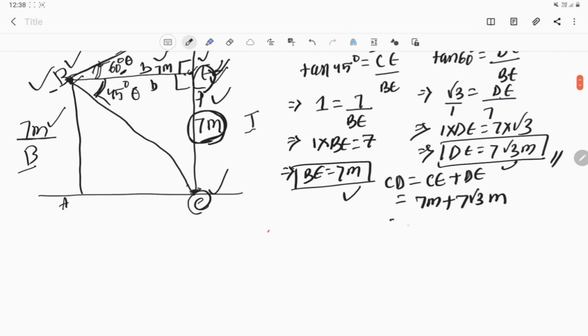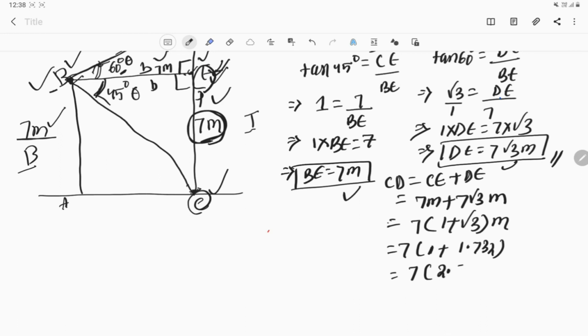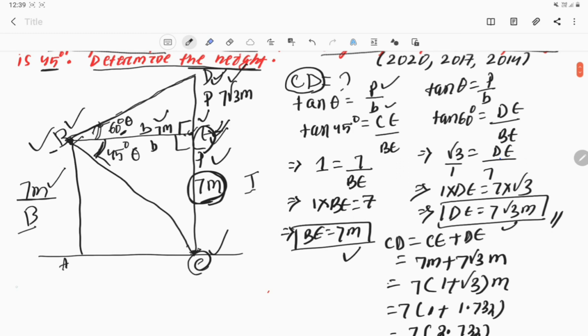So what is the next step? We can take 7 as common, and we are left with 7 taken as common, 1 plus root 3 meter. We know 1 remains the same, but what is root 3? Root 3 is 1.732. That is 7 inside bracket 1 plus 1.732, that is 2.732. After multiplying 7 into 2.732, we got 19.124 meter. So here the height of the tower, that is CD height.